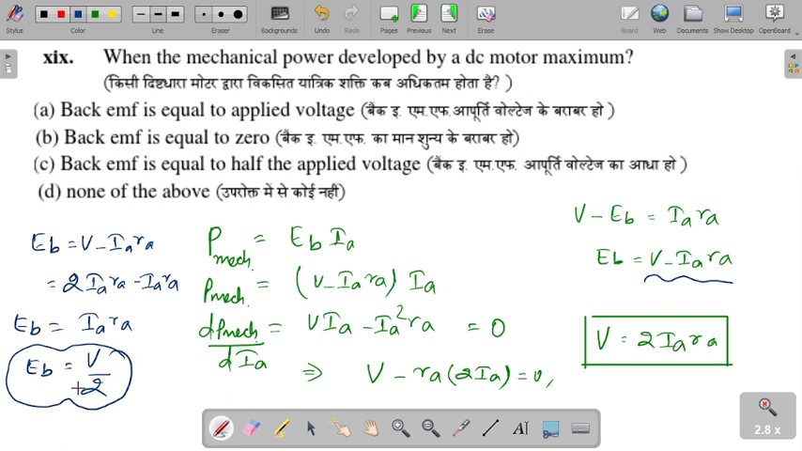So in order to get the maximum mechanical power developed by a DC motor, the back EMF should be equal to half of the applied voltage. So this is the applied voltage V. So the right answer for this question will be option number C. That is, back EMF is equal to half the supply voltage in order to get the mechanical power maximum in case of DC motor.